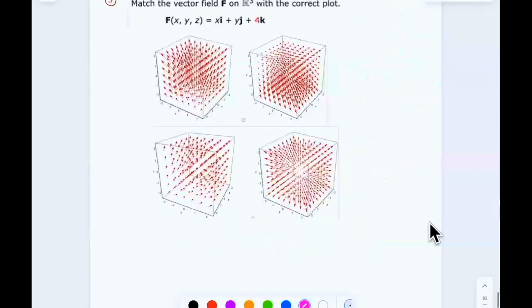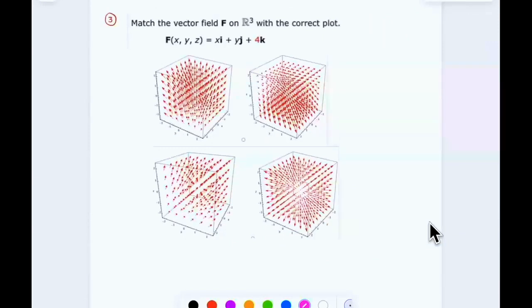Let's try another one. Could you match the vector field with the correct plot?